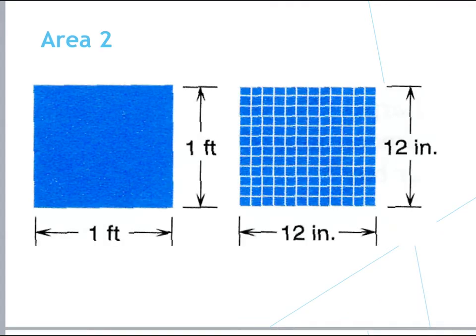Here is visually what is happening. So you have the 1 foot block. Then over here on the right, you have it split into your 12 by 12 of inches. And if you counted all of those little squares, you would get 144.